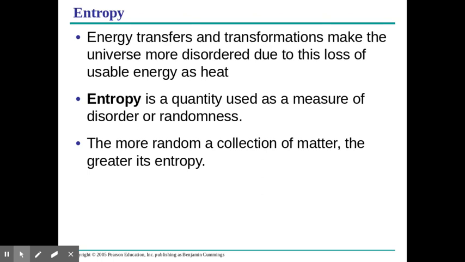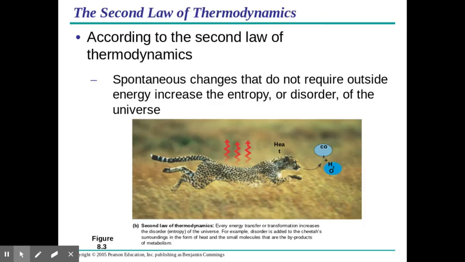The second law is significantly more difficult to understand. It deals with this concept of entropy. Energy transfers and transformations make the universe more disordered due to the loss of usable energy as heat. Entropy is essentially the measure of disorder or randomness. So heat is a great example of that. Heat is extremely disordered. It's extremely random. And the more random a collection of matter, the greater the entropy. So the hotter it gets, usually the entropy goes up as well.